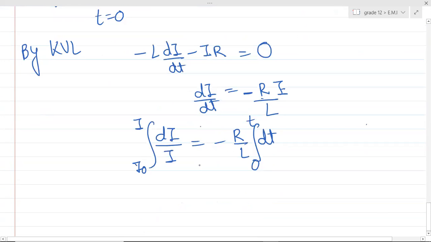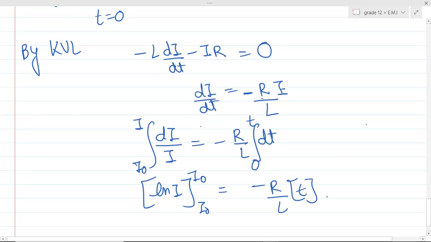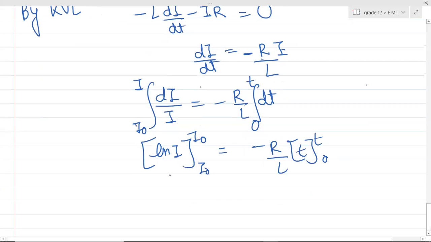So do the integration. What is left in life? dI by I is ln of I, and the limits will be from I naught to I, and here it will be minus of R by L into dt, with the limits from 0 to t. So when I solve this, this will be ln of I upon I naught. Ln I minus ln I naught is ln of I upon I naught, and it will be equal to minus of R by L into t.